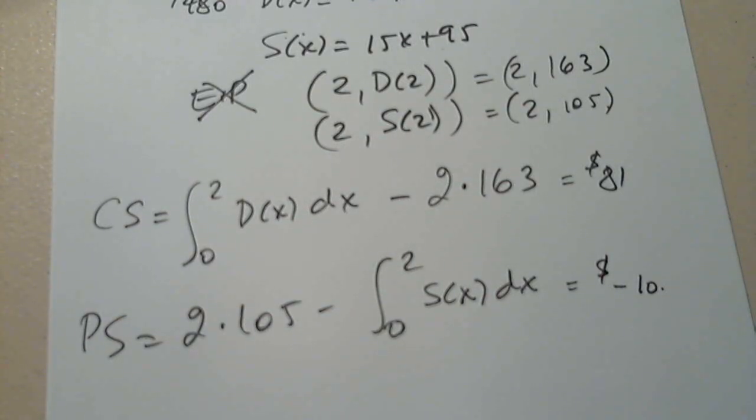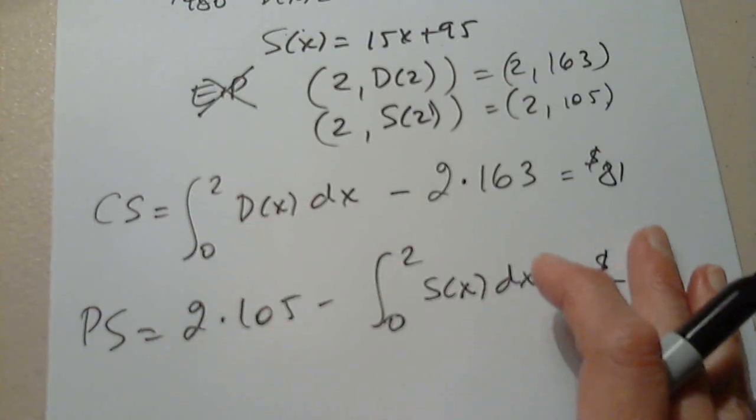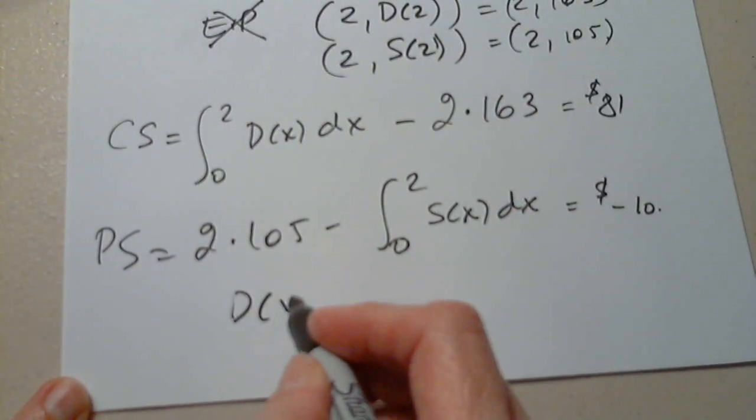Unless I entered something incorrectly, let me double check. 15x plus 95, no, I did not. 7.5 minus 60x, yep, everything okay. Good. And now it says find the equilibrium point and then recalculate the consumer surplus and the producer surplus at the equilibrium point. In order to find the equilibrium point, I have to set those two equal to each other.